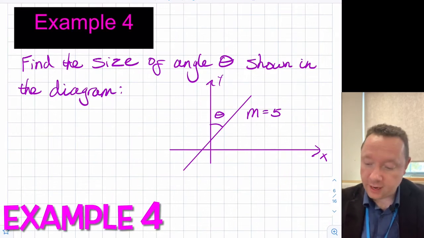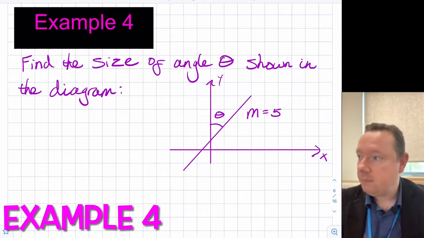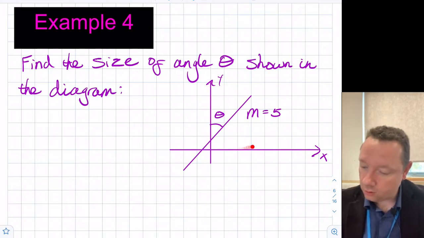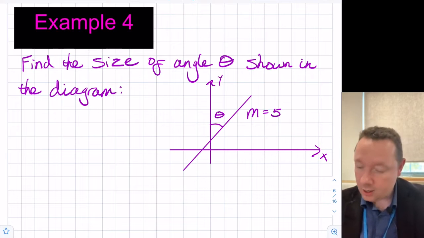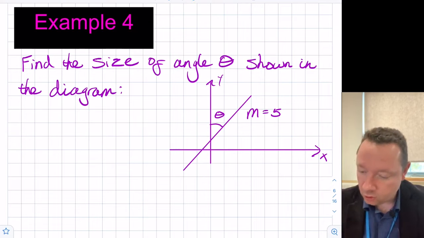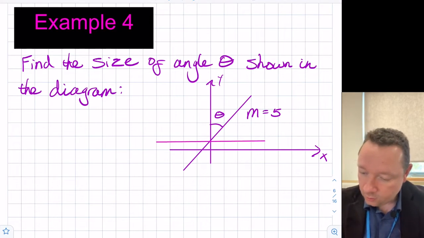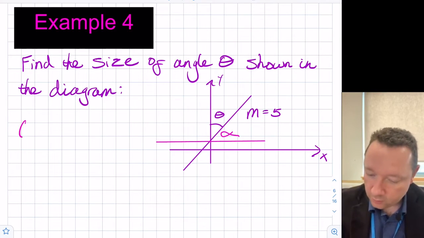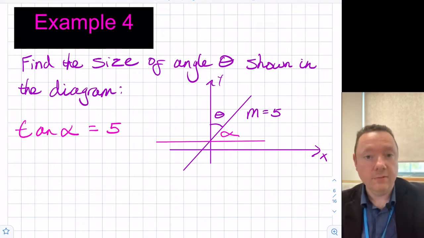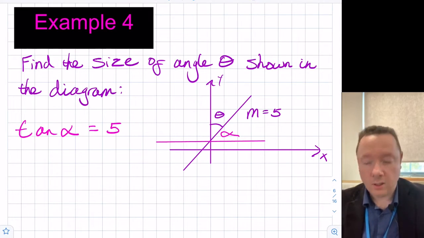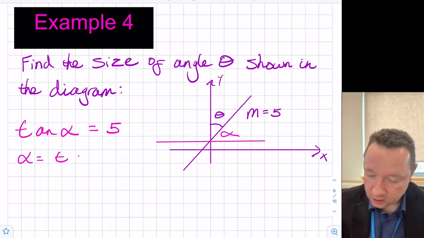Example 4 says find the size of angle theta shown in this diagram. And we have got the diagram here where theta, again, is on the y-axis. So it's a bit of a trick, but we can work out some other angle and that adds up to 90. So if I just draw a horizontal line across here, we can work out this angle here, let's call it alpha. The tan of alpha in this case would be equal to the number 5. And then we can work out alpha, that is the inverse tan of 5.